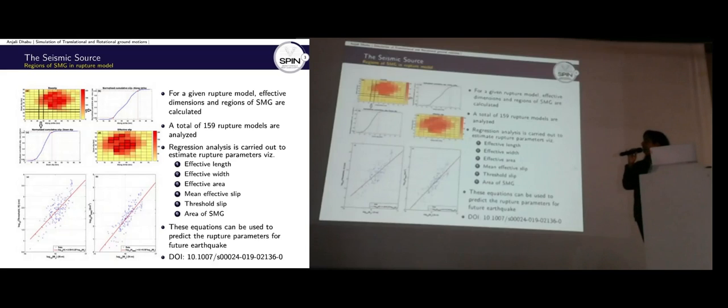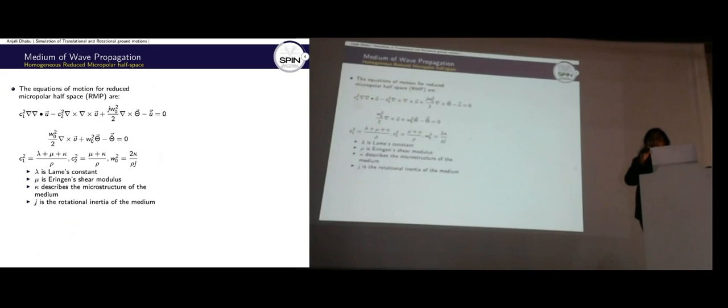Once we model the earthquake slip properly, the next parameter that comes is the medium of wave propagation. Classically, we all assume that the Earth medium should be modeled as a classical elastic half space. However, there have been theories which say that seismic wave propagation in granular medium should be dealt with using reduced micropolar theory. Reduced micropolar theory comes from micropolar theory, which was proposed by the Cosserat brothers in the 1800s, and it was picked up by Eringen in 1956 and thereafter by Nowacki somewhere around the 70s. These are the equations of motion for a reduced micropolar half space.